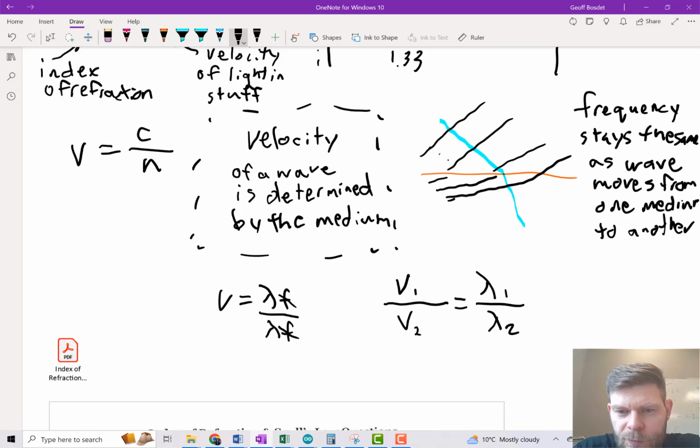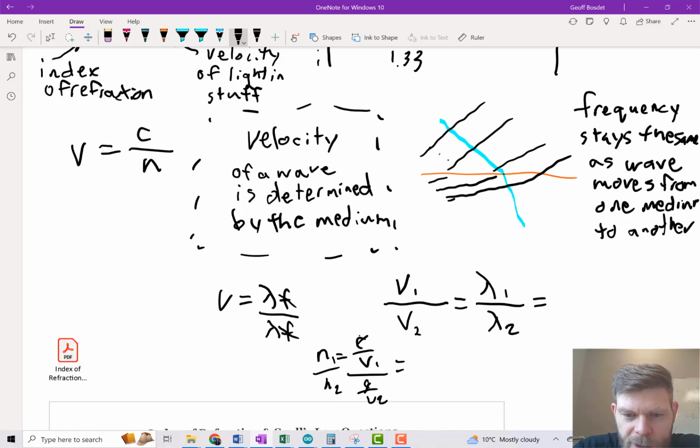So how fast it's moving in substance 1 divided by how fast it's moving in substance 2 equals the wavelength in substance 1 divided by the wavelength in substance 2. If you think about it, n is just equal to c over v. So this is just a constant that would cancel if you did n1 over n2. It would be c over v1 divided by c over v2, and do a little kissing and flipping, and that would equal v2 over v1. So notice this is just the flipped version of velocity. So I'm going to throw that in here as n2 over n1.